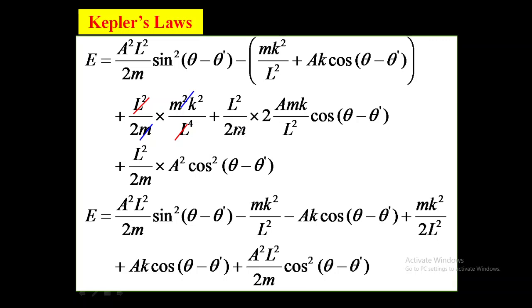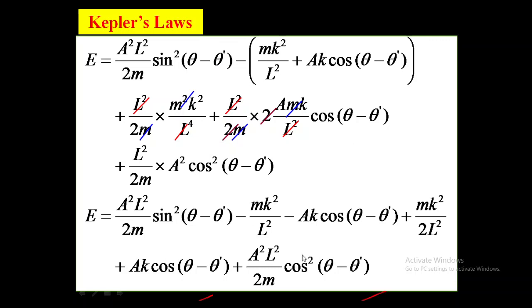Plus, here in the second term, L square gets cancelled, 2 gets cancelled, and we will remain with a k cos(theta minus theta dash). Plus in the third term, L square, a square upon twice m cos square (theta minus theta dash). So we will get this from these terms after cancelling some terms.